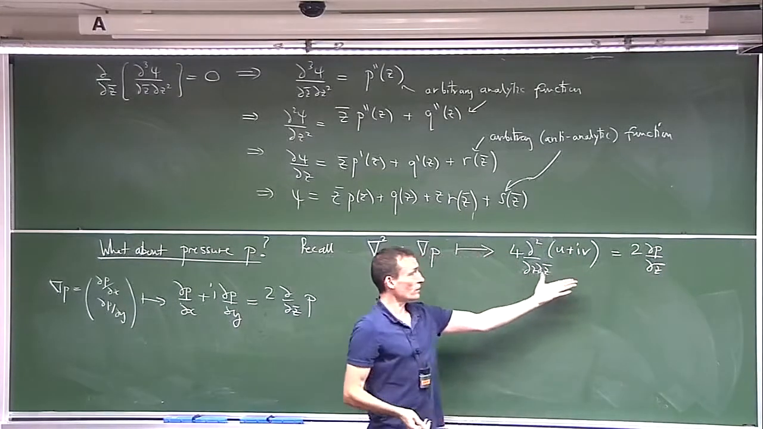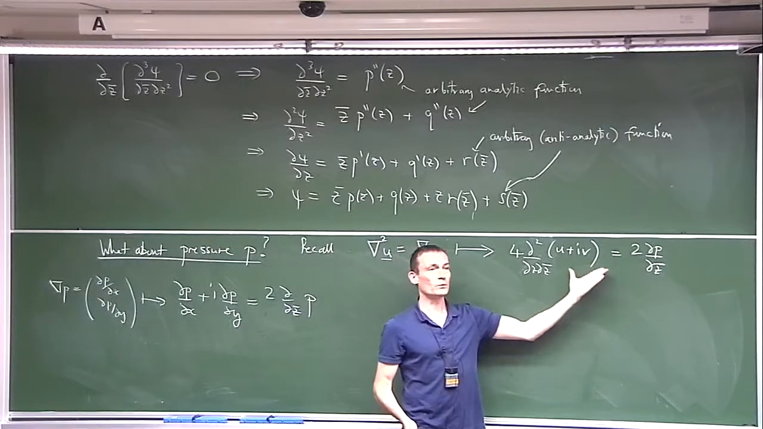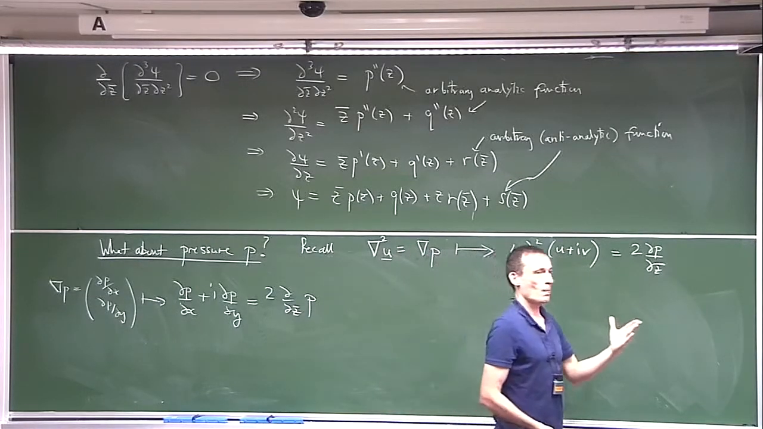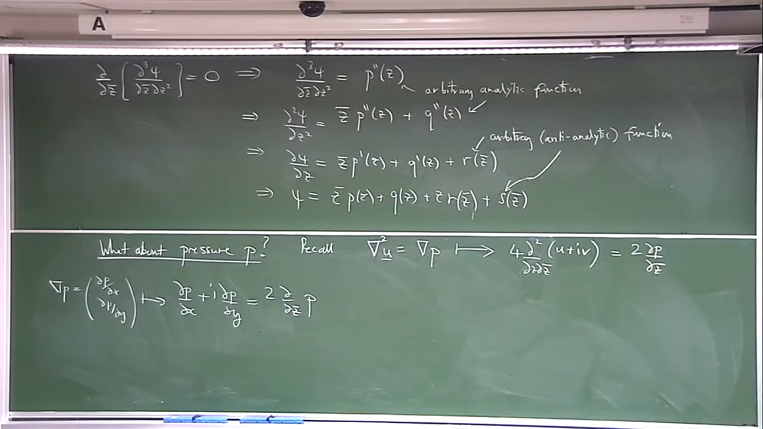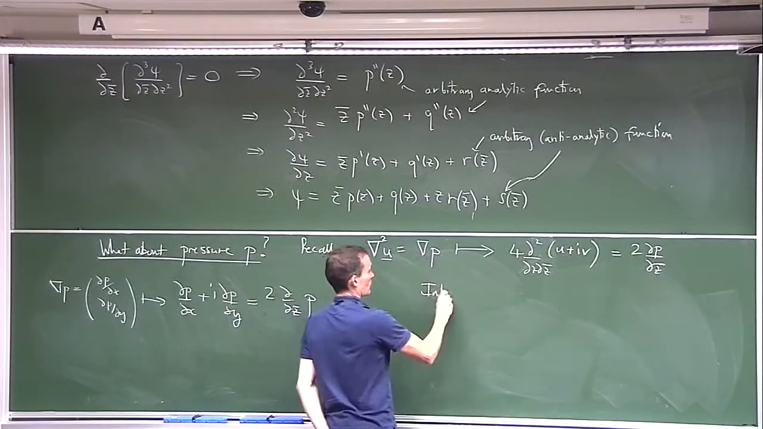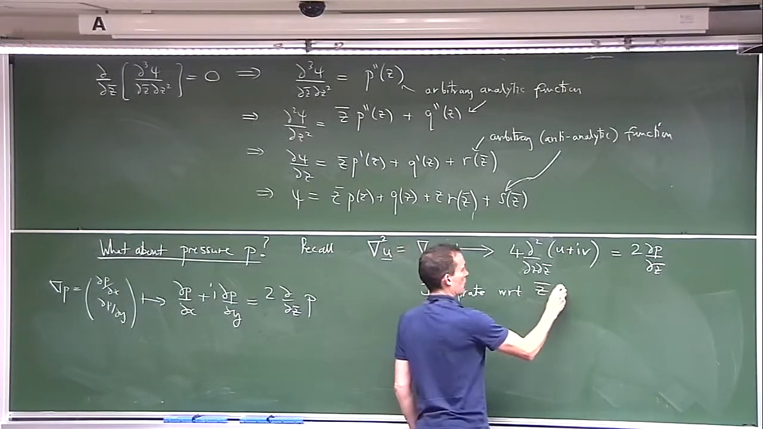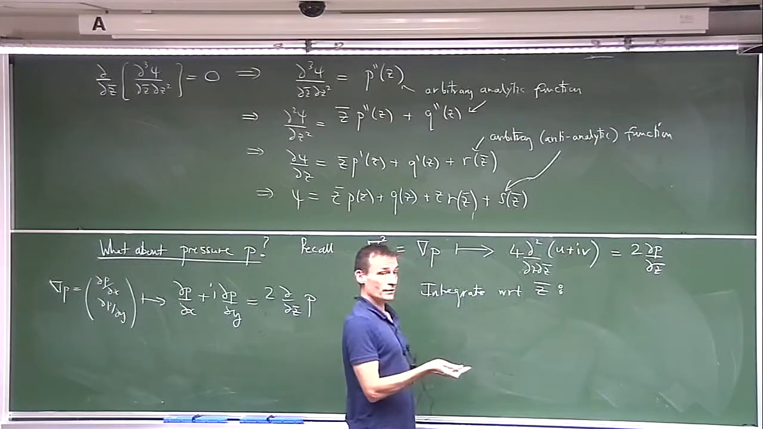So this is just the Stokes equations. By the way, I could have started with this. This is just the complex form of the Stokes equations. We're trying to get p though, and this is, if you like, the gradient of p. But the nice thing about this is we can integrate with respect to z bar. Look, there are z bar derivatives on both sides.